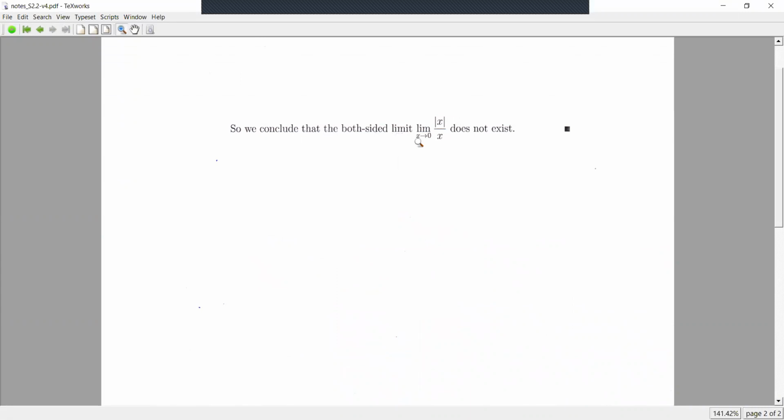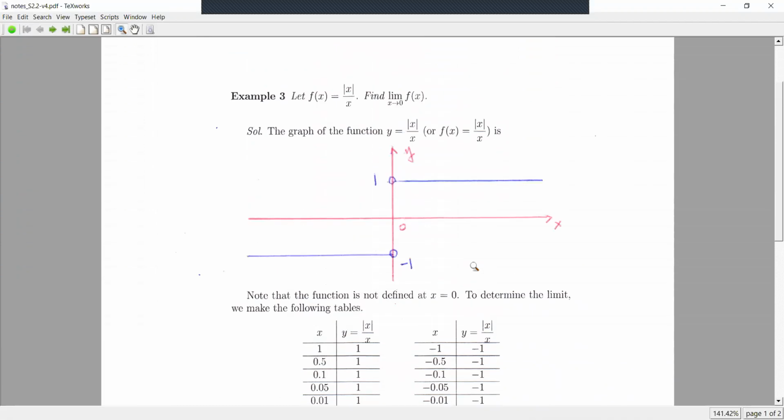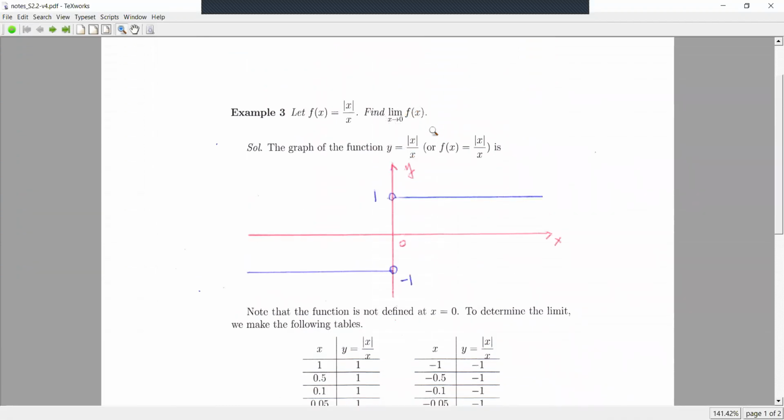Two-sided because x can approach 0 from the left-hand side, can approach 0 from the right-hand side. This limit doesn't exist. But the left-hand side limit exists. It is -1. The right-hand side limit exists. It is +1. The two-sided limit doesn't exist.